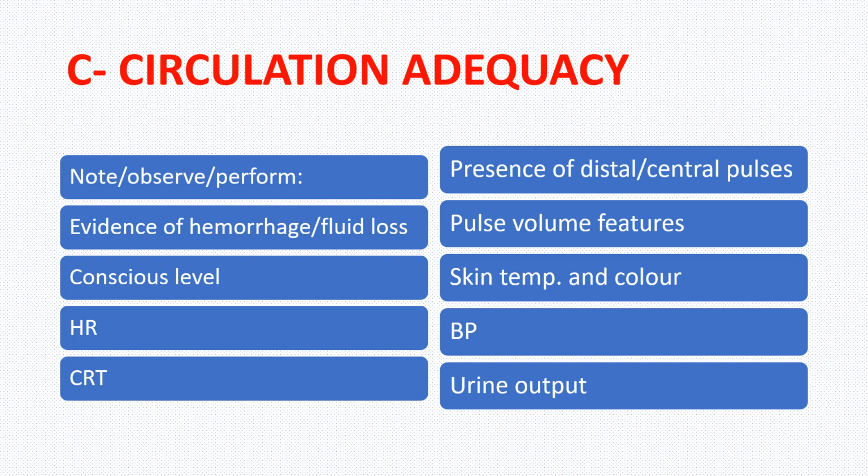Assess for your blood pressure according to the age of the child. Another thing you assess for is the urine output. For the urine output in pediatrics, the normal should be 0.5 to 2 ml per kg per hour.